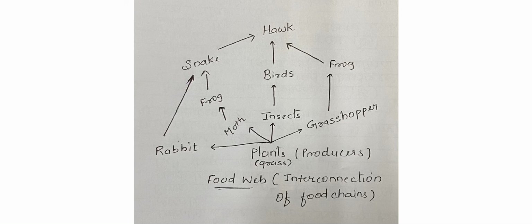Now the same grass can again be eaten by moth. Moth can be eaten by frog, and frog is eaten by snake, and this snake is eaten by hawk. If we consider the fourth food chain, we can see that plants are eaten by rabbits, and rabbits are eaten by snake. So here you can see that all these food chains are connected with each other, because plants are not only eaten by insects or grasshoppers, they are eaten by many organisms like rabbit, moth, etc. In the same way, if we consider frog, frog can be eaten by hawk and also by snake. So this food web is an interconnection of food chains.